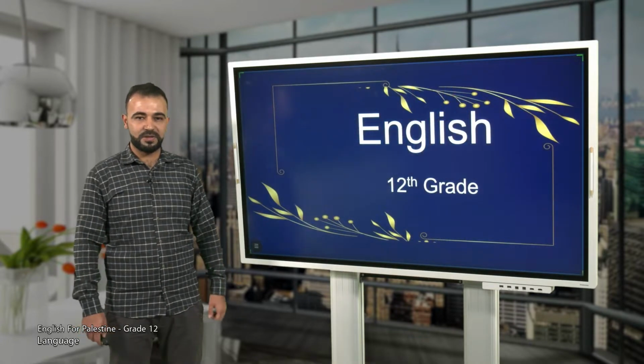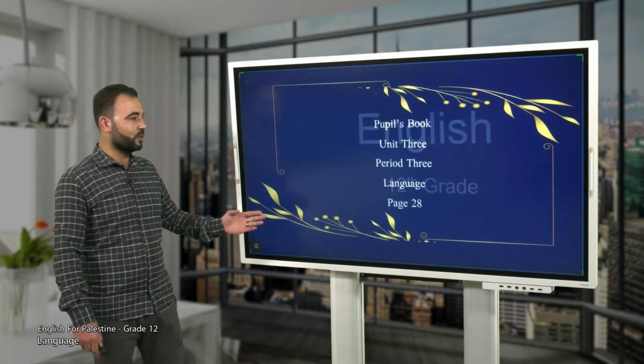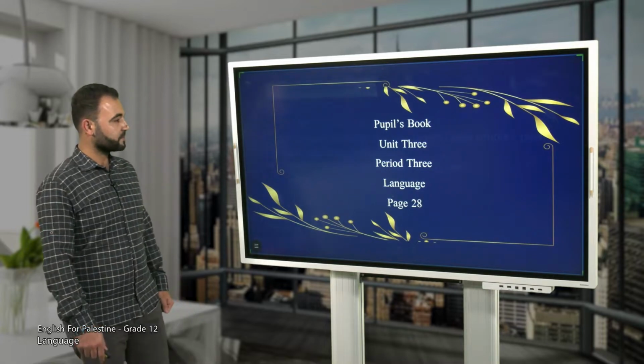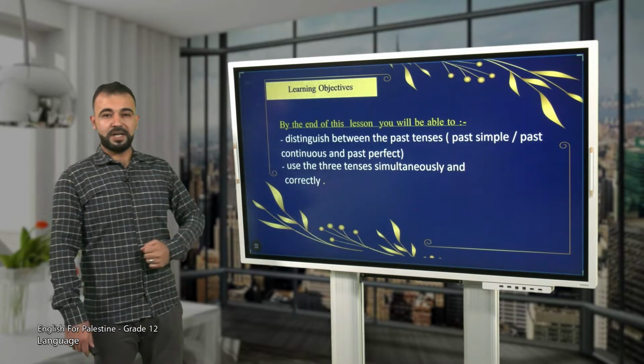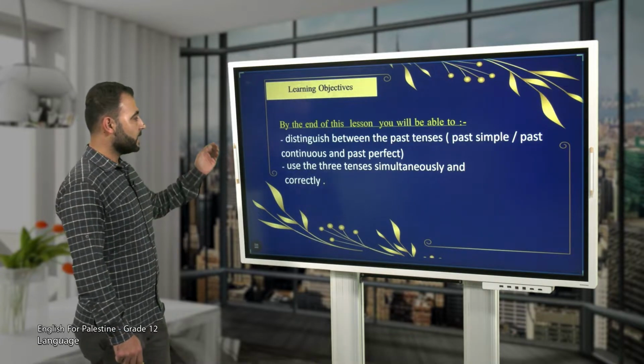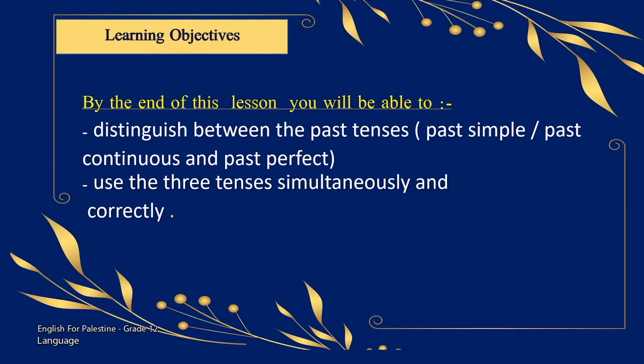Our lesson for today will be in your textbook, Pupil's Book, Unit 3, Period 3, Language, page 28. Learning objectives. By the end of this lesson, you will be able to, number 1, distinguish between the past tenses: past simple, past continuous, and past perfect. Number 2, use the three tenses simultaneously and correctly.